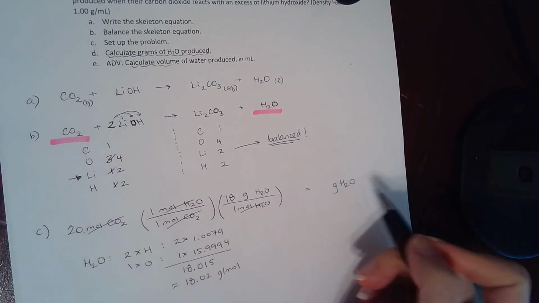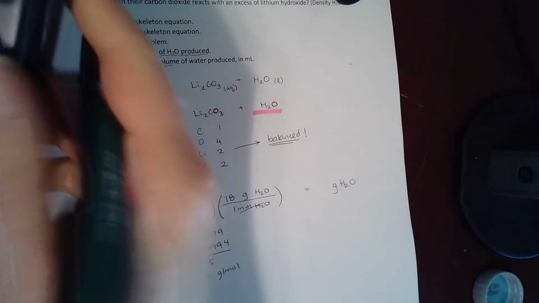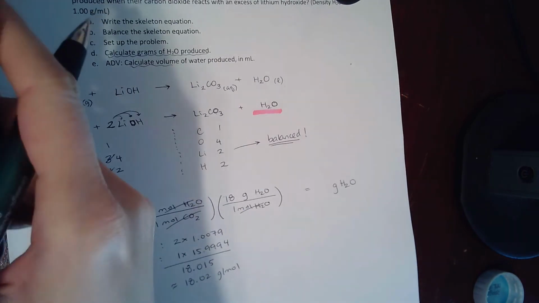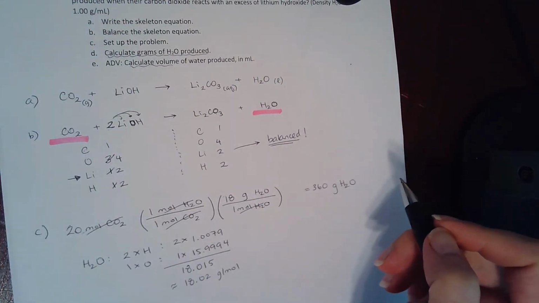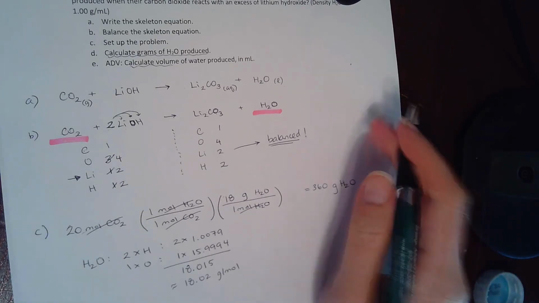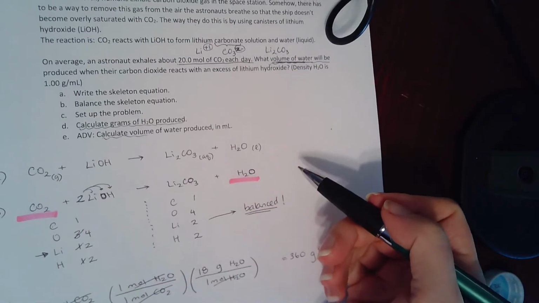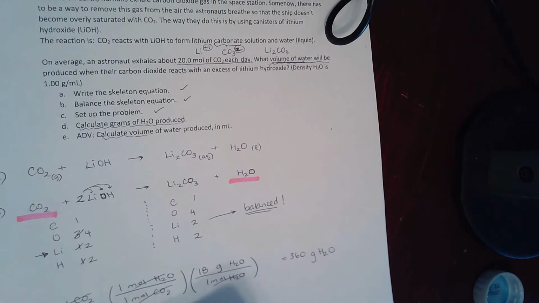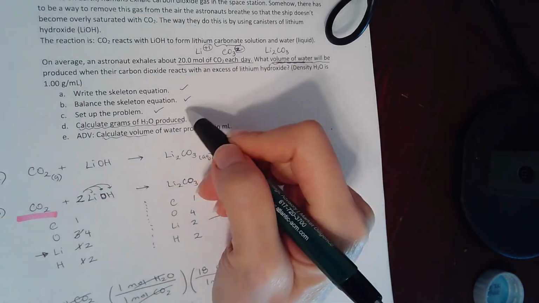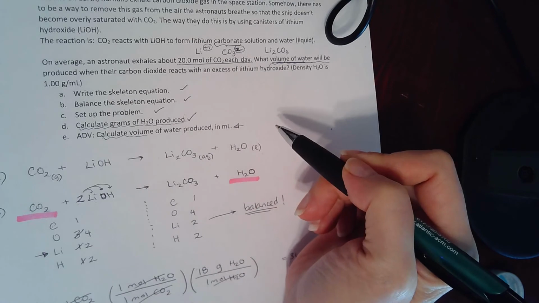And now we're in grams of water, and that's exactly what we wanted. Let's just do the math on a calculator here. We have 20 times 18, and we get 360 grams of water produced from the 20 moles of carbon dioxide they exhale. Now, the problem is really asking about the volume of water. So let's go back here, the volume of water. We set up the problem, put moles on the left and grams of water on the right.